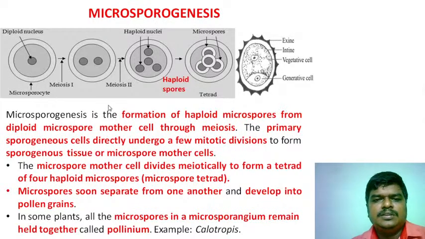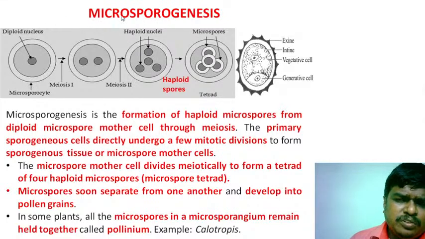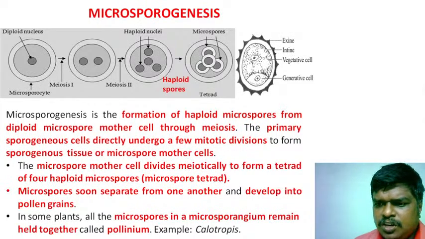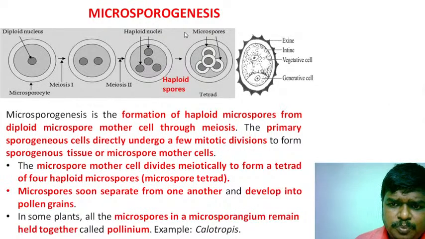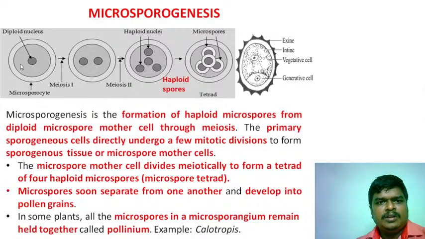So now the microsporogenesis process. What will happen here? What is microsporogenesis? The formation of microspores is known as microsporogenesis. What is this microspore? I have told you already, it is nothing but the pollen grains. This is the microsporocyte, which is present inside the microsporangium.